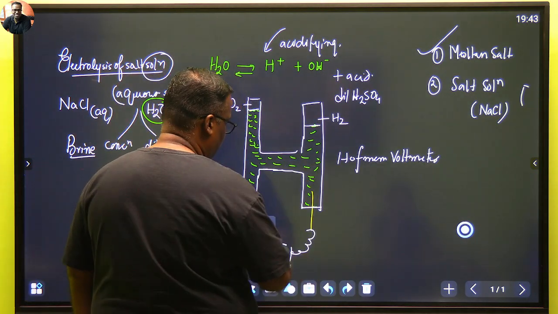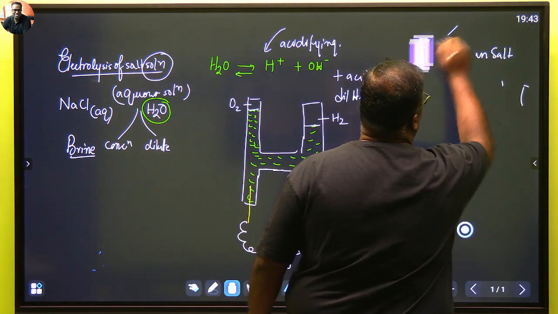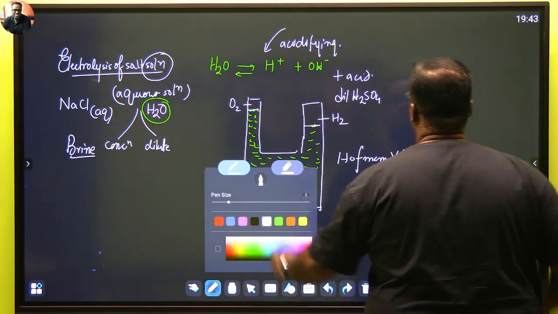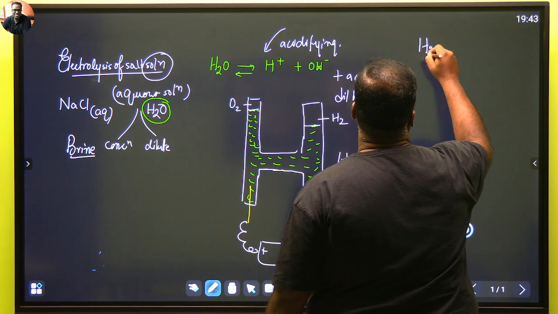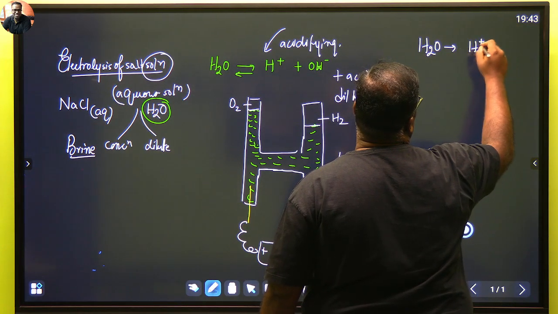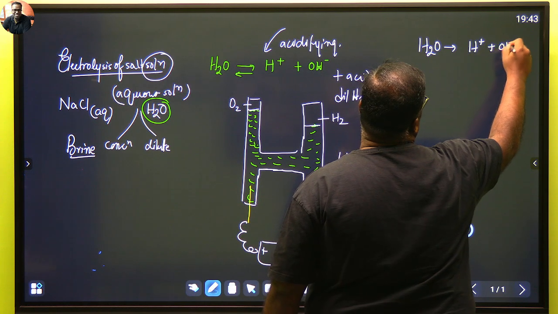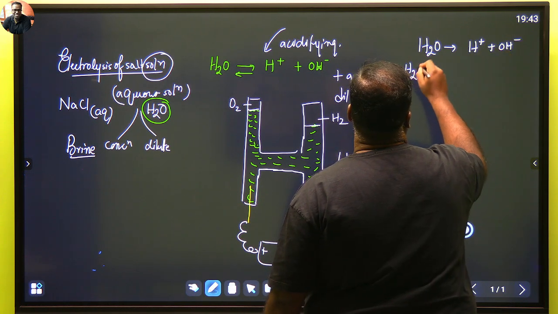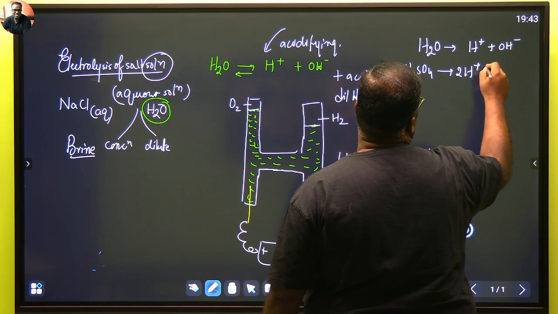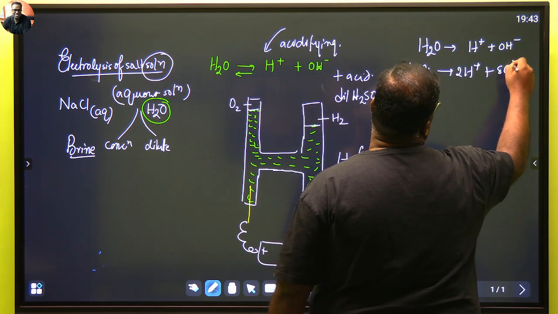now from here you have to start thinking what is present out here. This is important. We have water. Now water is going to conduct electricity. So water splits up into H plus and OH minus, and we have H2SO4. H2SO4 is going to split up as 2H plus and SO4 2 minus.